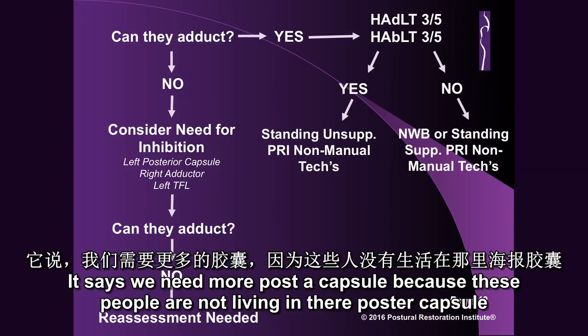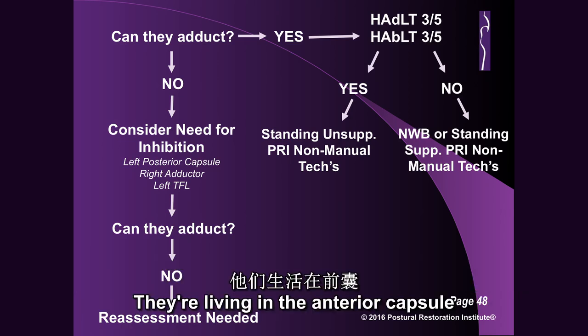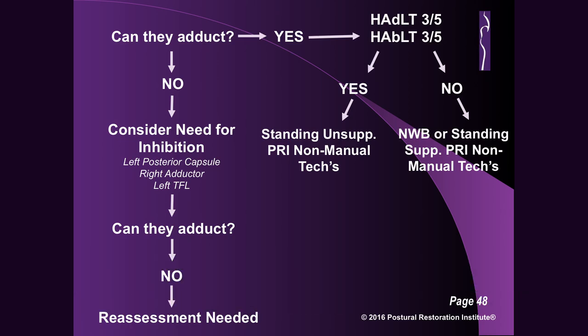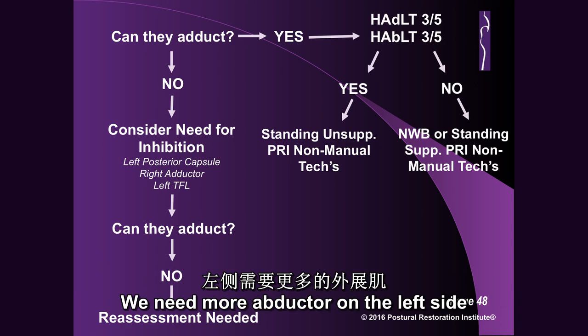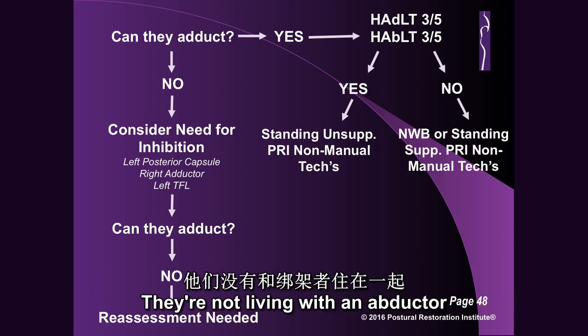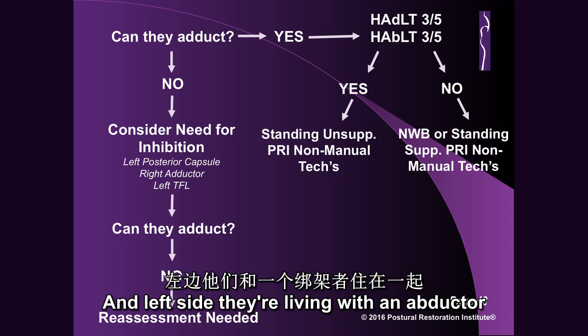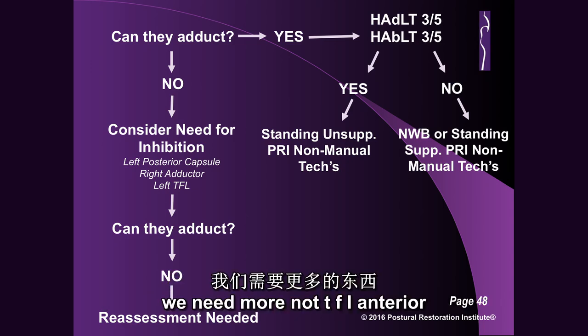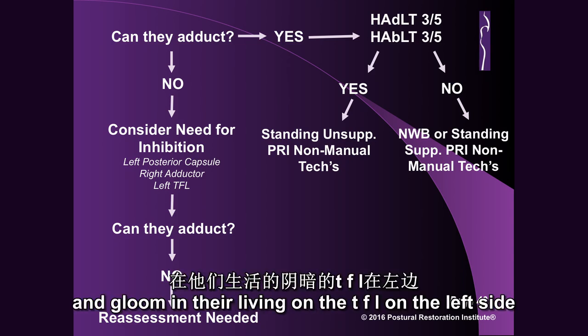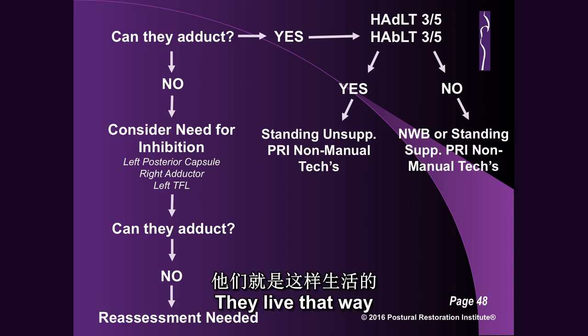Remember this algorithm? It says we need more posterior capsule because these people are not living in their posterior capsule. They're living in the anterior capsule. We need more adductor on the left side. They're not living with an adductor on the left side. They're living with an abductor on the left side. We need more, not TFL, anterior glute medius, glute min. They're living on the TFL on the left side. They live that way. They operate that way.